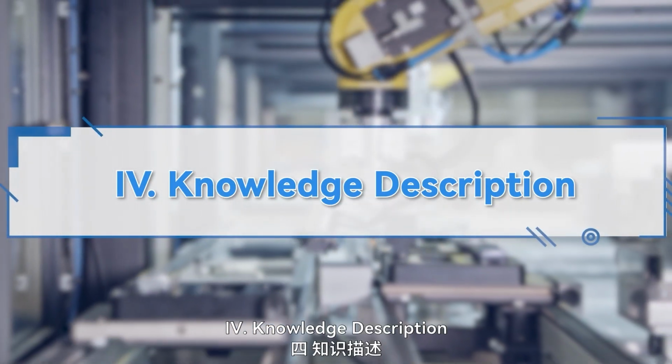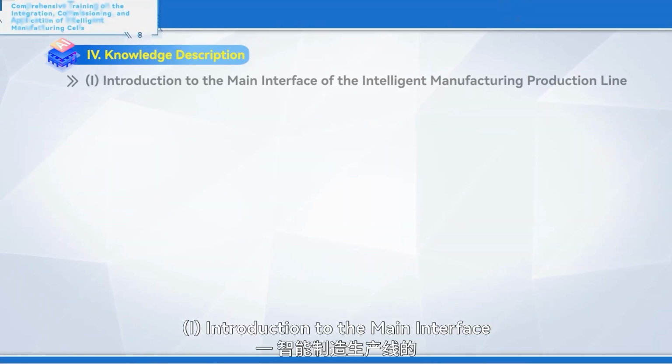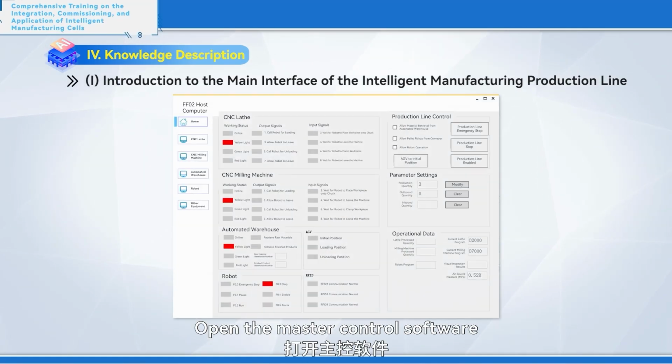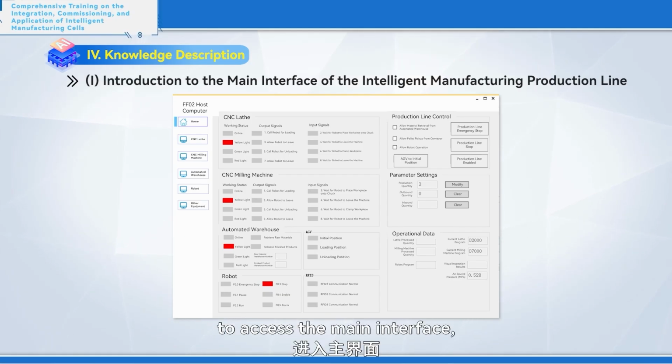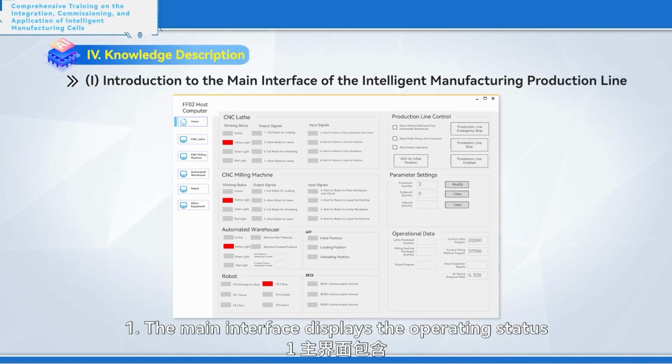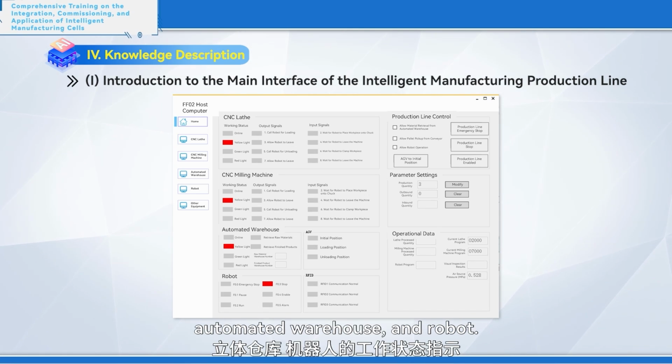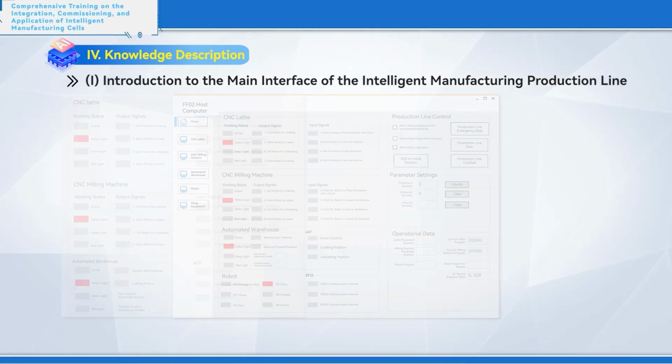4. Knowledge description. 1. Introduction to the main interface of the Intelligent Manufacturing Production Line. Open the master control software to access the main interface, as shown in the figure. 1. The main interface displays the operating status of the CNC lathe, CNC milling machine, automated warehouse, and robot.